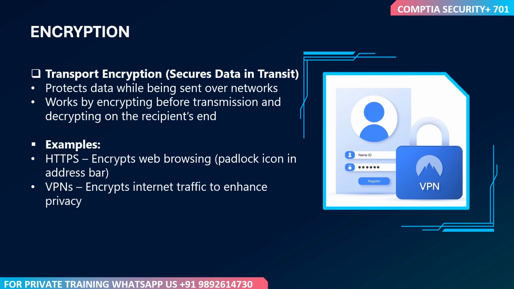Virtual private network. A VPN creates a secure encrypted connection between your device and a remote server. This means that when you browse the internet or access online services through a VPN, your data is encrypted before it leaves your device and remains encrypted as it travels through the VPN server. This protects your online privacy and prevents others from monitoring your internet activity.